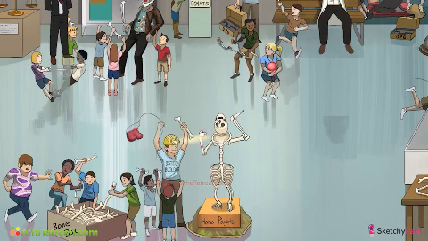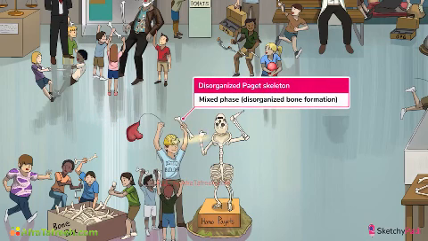Next up is a mixed phase, where both osteoblasts and osteoclasts are active. This mixed phase leads to bone turnover and pretty disorganized bone building. Look, guys, I'm pretty sure you got the left and right arm switched.